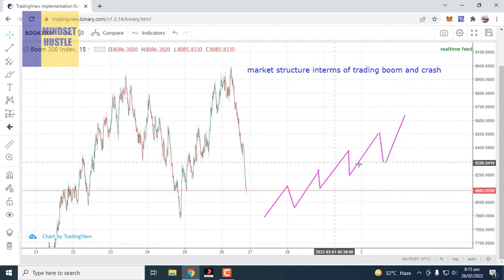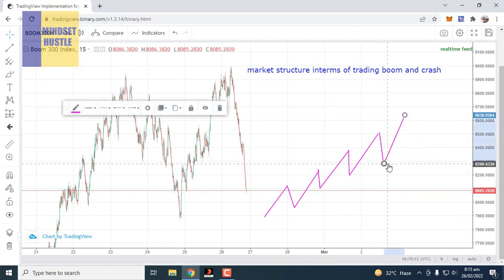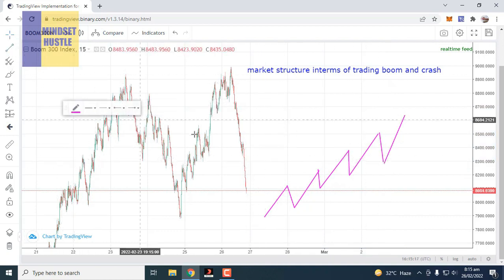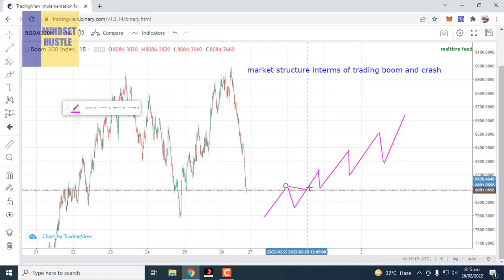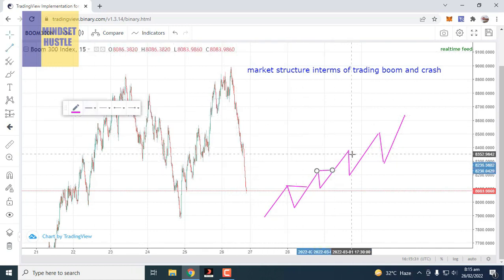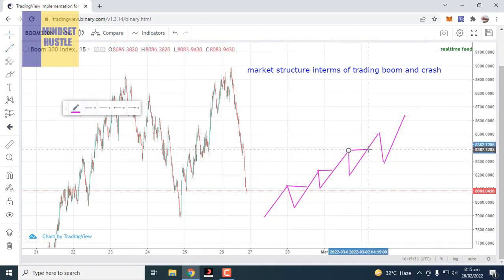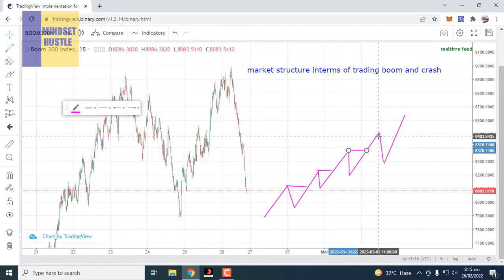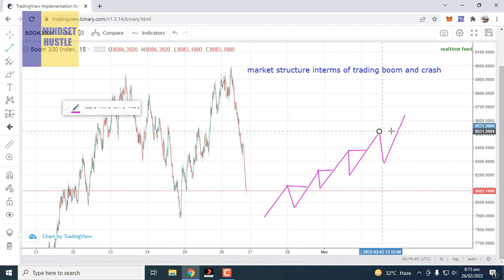So let's say we are having this kind of movement in the market, and at each point in time we realize that market is breaking these highs. Okay, as market moves up, it breaks any high that is formed. Any high that market forms is broken, and market forms a new high after breaking that high.